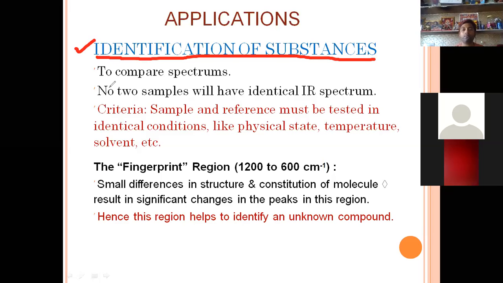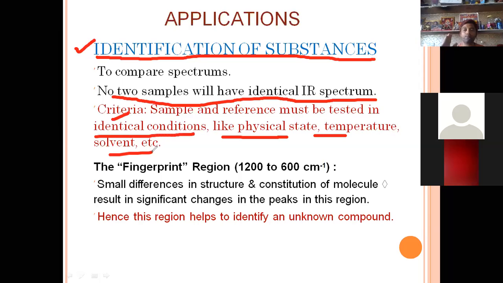The spectrum can be compared with the known one and with the unknown, because no two samples have identical IR spectrum. What is the criteria? Sample and reference must be tested in identical conditions, like physical state, temperature, and solvent must be the same. We know the fingerprint region is 600 to 1400 per centimeter. Small differences in the structure and constitution of a molecule result in significant changes in the peaks in this region. Hence, this region helps to identify an unknown compound.